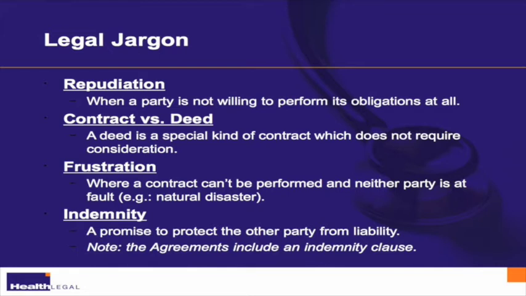Frustration of a contract. That's when something comes up that neither party could have foreseen, that basically means that the parties are discharged from their obligations. I put in there the example of a natural disaster. If we were to be flooded out of here, arguably the contract would be frustrated and we would be let go of our contractual obligations.